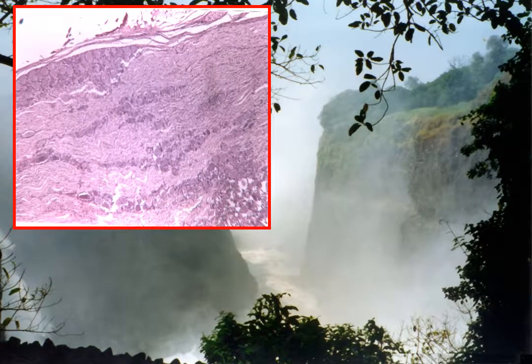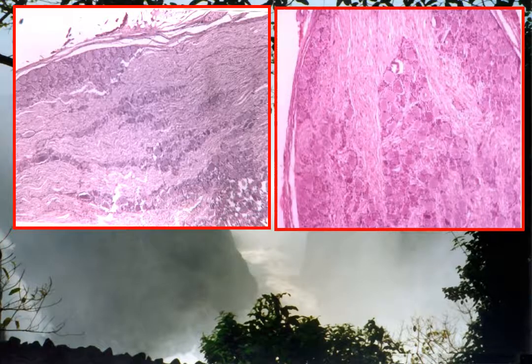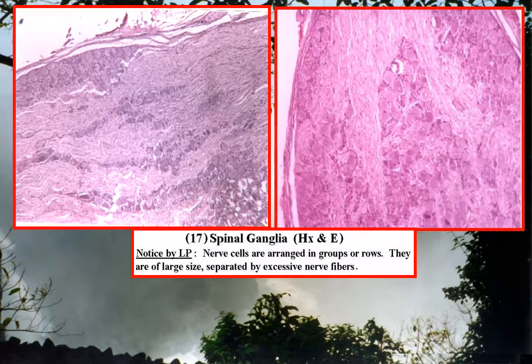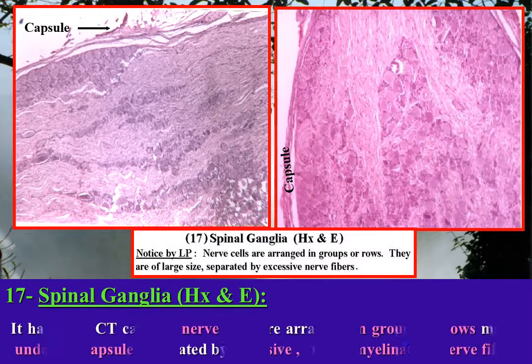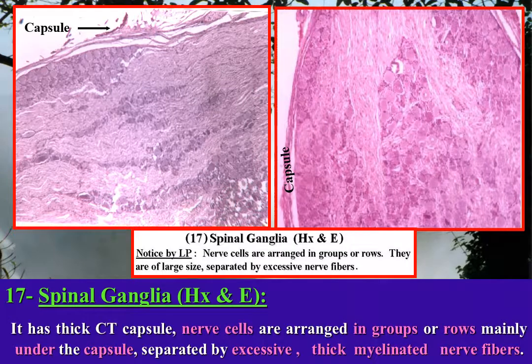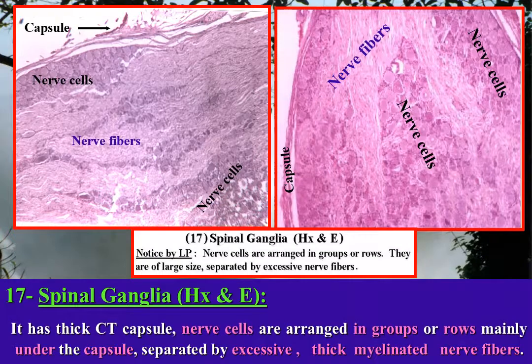Spinal ganglia stained with hematoxylin and eosin, examined by low power. It has a thick connective tissue capsule. Nerve cells of variable sizes are arranged in groups or rows, mainly under the capsule, separated by excessive thick myelinated nerve fibers.